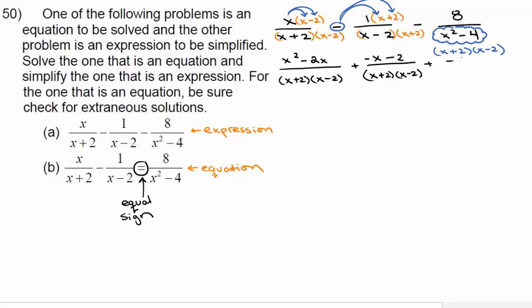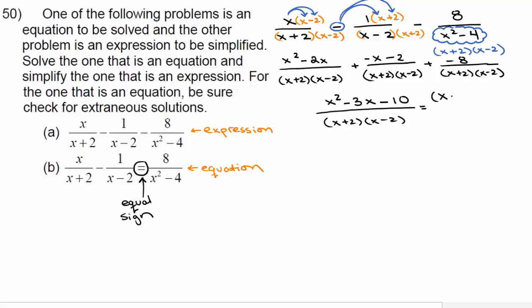Plus, we're going to have negative 8 over those factors of x plus 2 and x minus 2. Now we're ready to combine like terms. So this is going to give me x squared minus 3x minus 10 all over that LCD. Next step is to make sure that this is completely simplified. So what we're going to have to do is factor out the numerator. The numerator is going to factor into x minus 5, x plus 2.